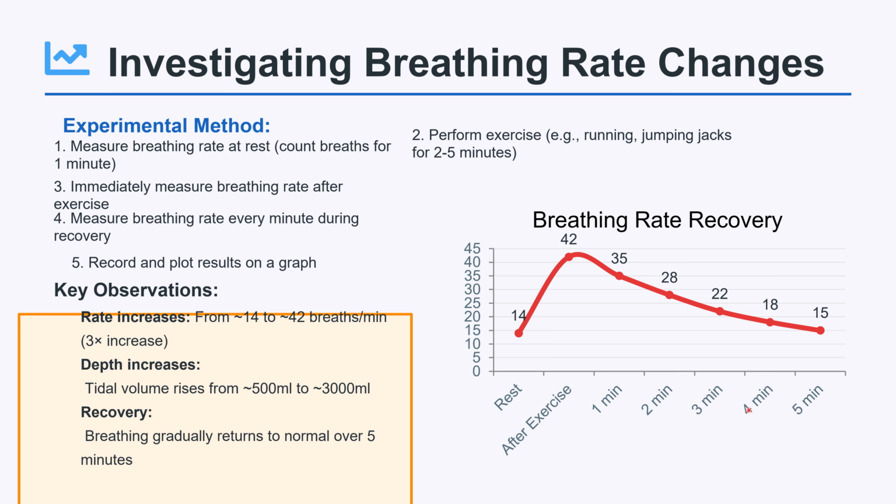So as you can see in the graph, at rest it's 14. After exercise, it's 42. After 1 minute 35, then 28, then 22, then 18, then 15. The recovery period is a great indicator of fitness. Generally, the more fit an individual is, the faster their breathing rate will return to the resting baseline because their heart and lungs are more efficient at clearing the oxygen debt created during exercise.